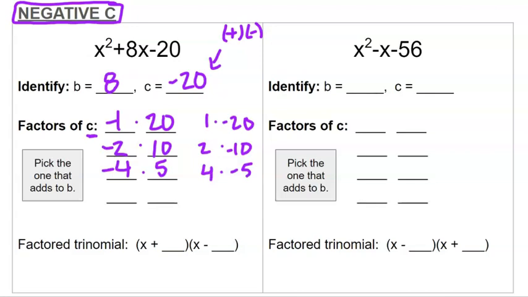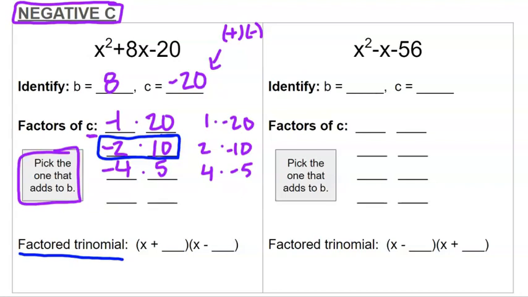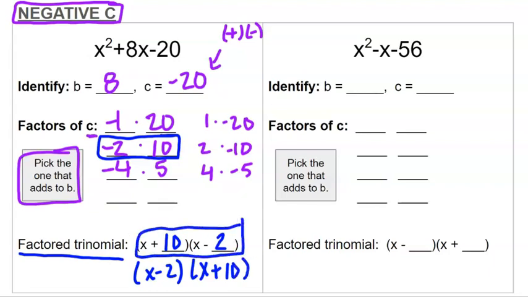So we do need both pairs, and we need to then pick the one that adds to make b. So which pair, if we added them together, would make positive 8? That is going to be the pair of negative 2 and positive 10. So in our factored form, we'll have the positive 1 and then the negative 1. And you can put them in either order. The negative can come first, the positive can come second. The order does not matter with multiplication. I just had set it up for that positive and then the negative.